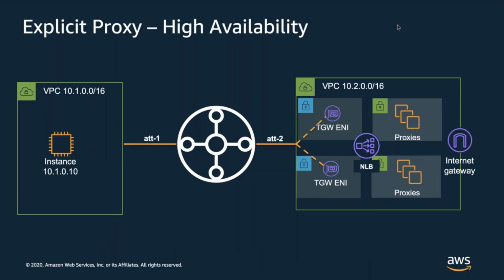From a high availability point of view, we're going to be relying here on the network load balancer health checks. So if one of the proxies has an issue, it will be removed from the network load balancer targets. And again, from a scalability point of view here, those proxies could be in an auto-scaling group, so if you need more capacity, less capacity, you can easily scale that environment out horizontally.